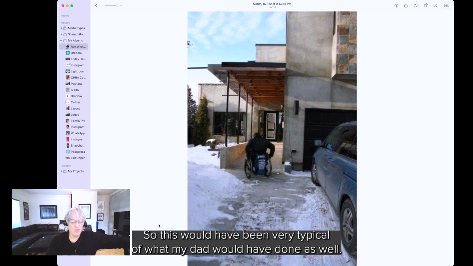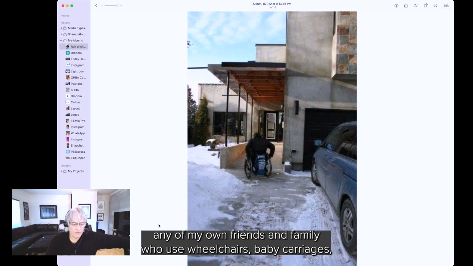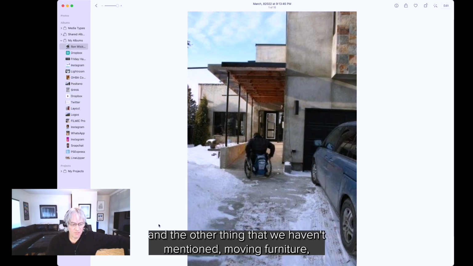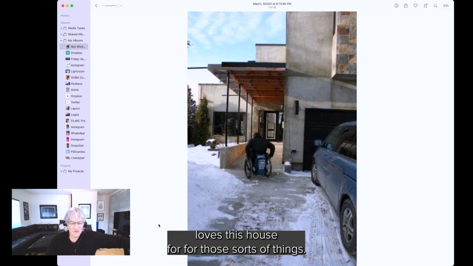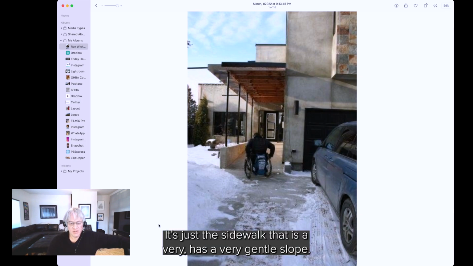So this would have been very typical of what my dad would have done as well. And so this gentleman now can just, so any of my clients, any of my own friends and family who use wheelchairs, baby carriages, and the other thing that we haven't mentioned, moving furniture, a washer, dryer, a fridge. Like, everybody loves this house for those sorts of things. So this gentleman is just starting to make his way up the sidewalk. It's not a ramp; it's just a sidewalk that has a very gentle slope.